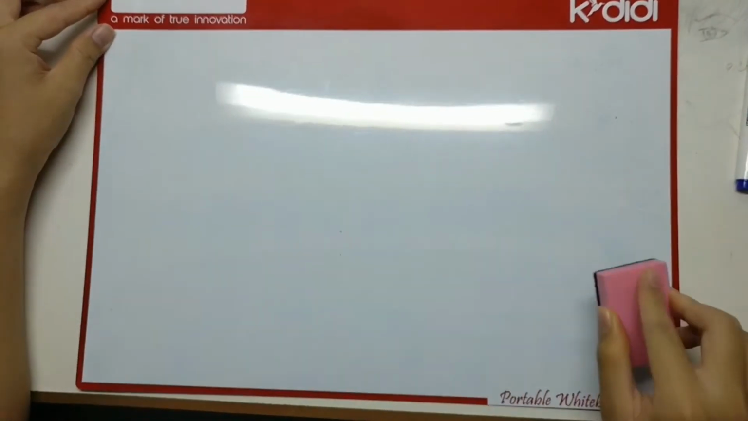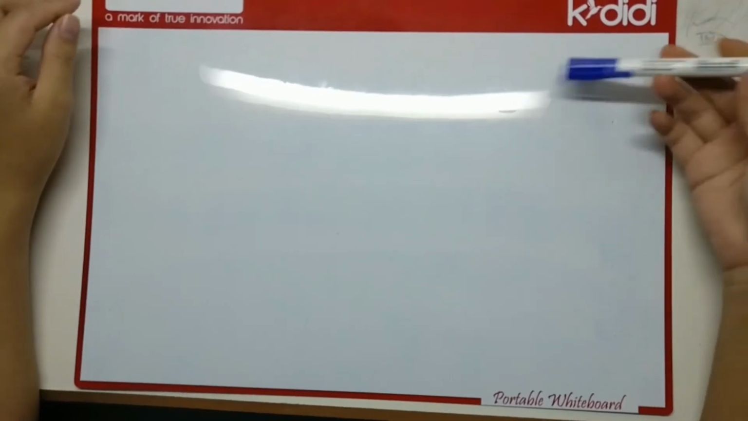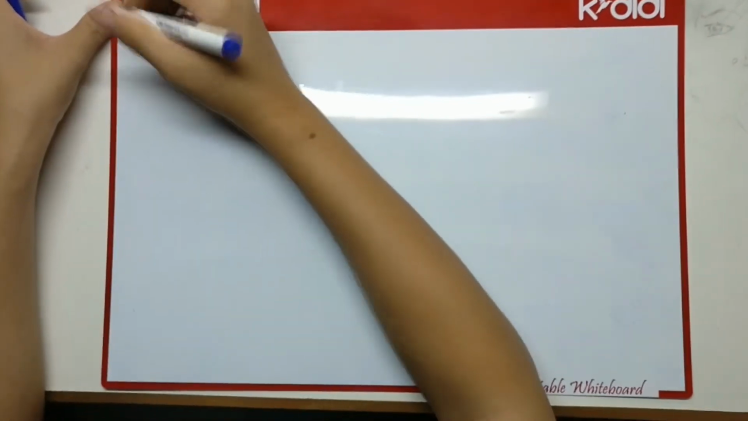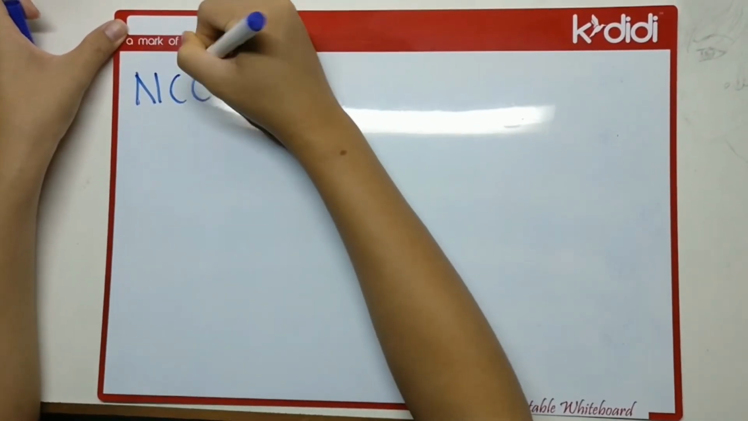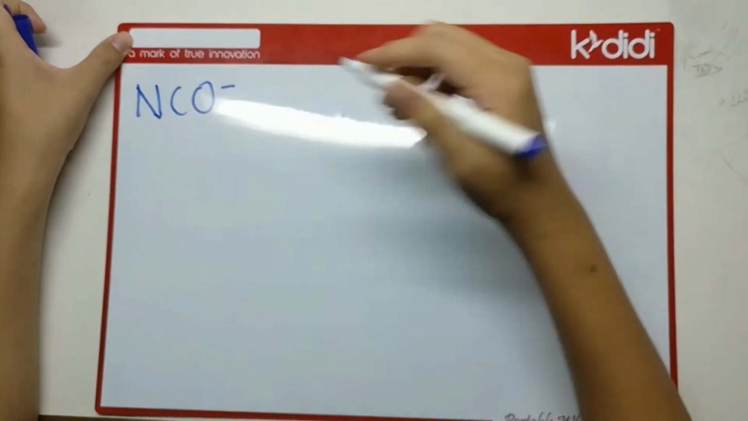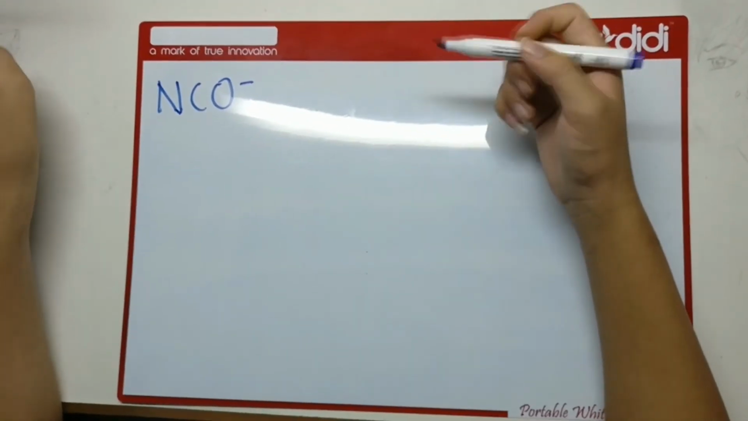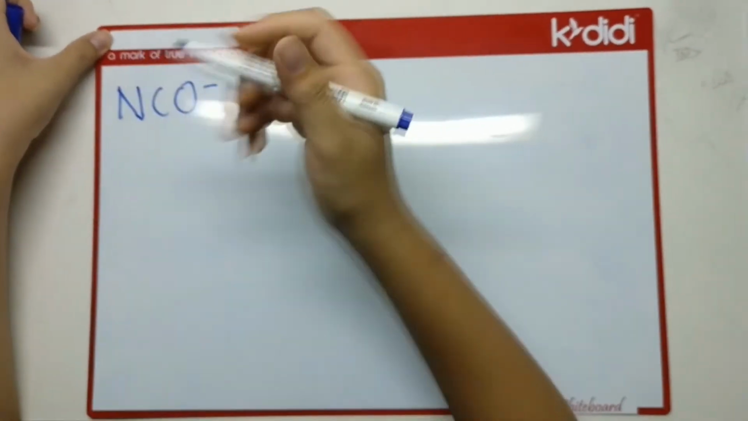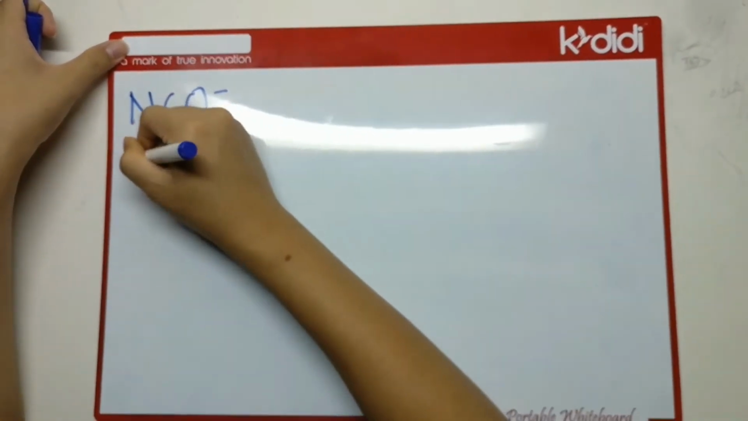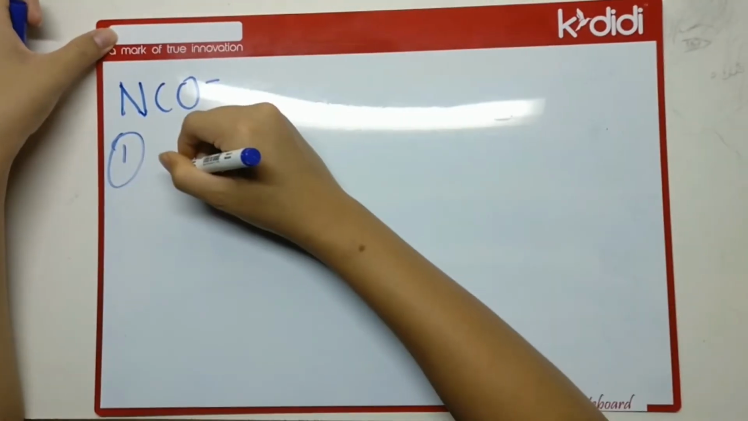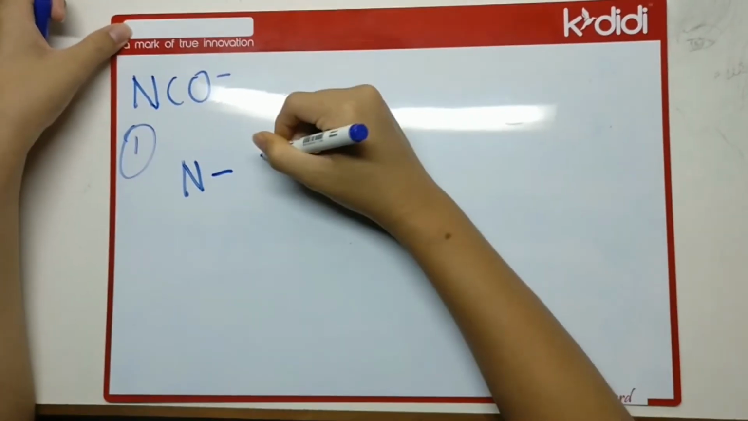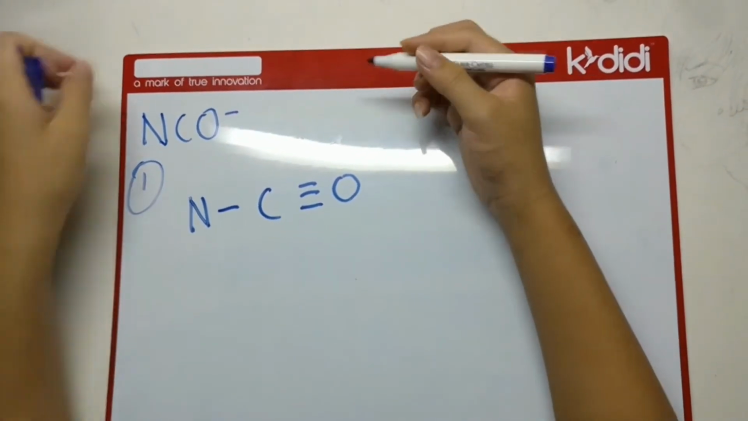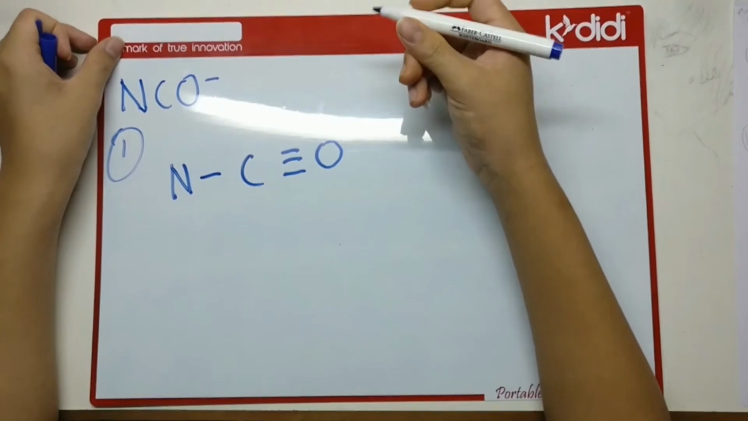Okay, guys, now I'm going to show you an example. Let's take NCO negative as an example. Let's find the best resonance structure for NCO negative. The first resonance structure. Let's count the formal charge on this molecule.